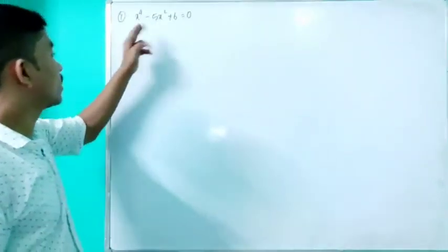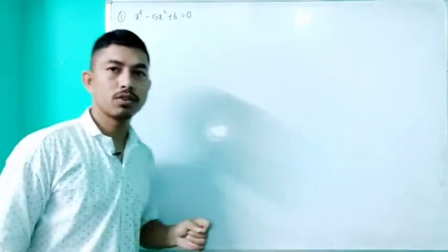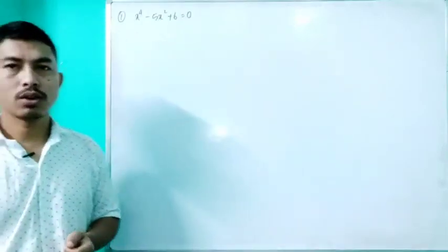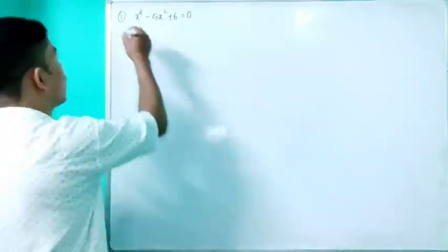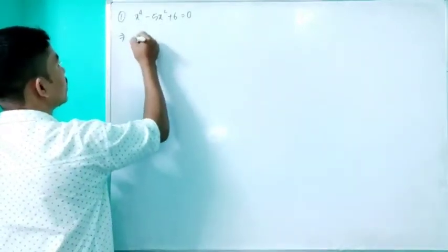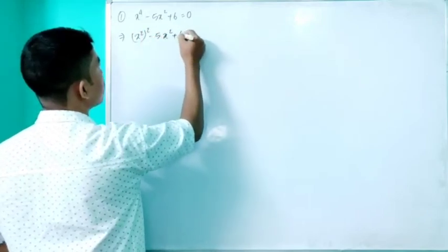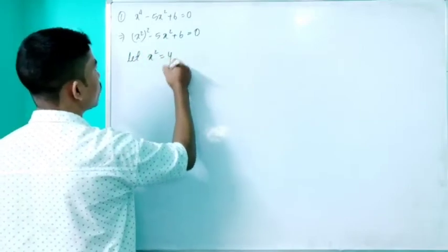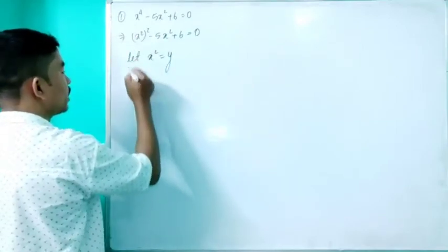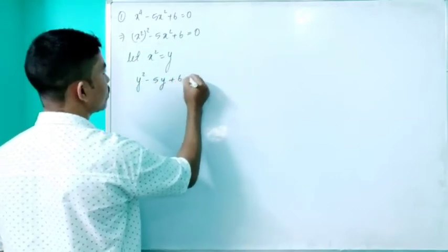So here I have taken the equation x to the power 4 minus 5x square plus 6 equals to 0. But in the beginning we learned that in a quadratic equation the highest power remains 2, but here I have 4. So what can be done? I can write this as x square whole square minus 5x square plus 6 equals to 0, and then I'll write let x square is equal to y. So substituting that value, I get y whole square minus 5y plus 6 equals to 0.